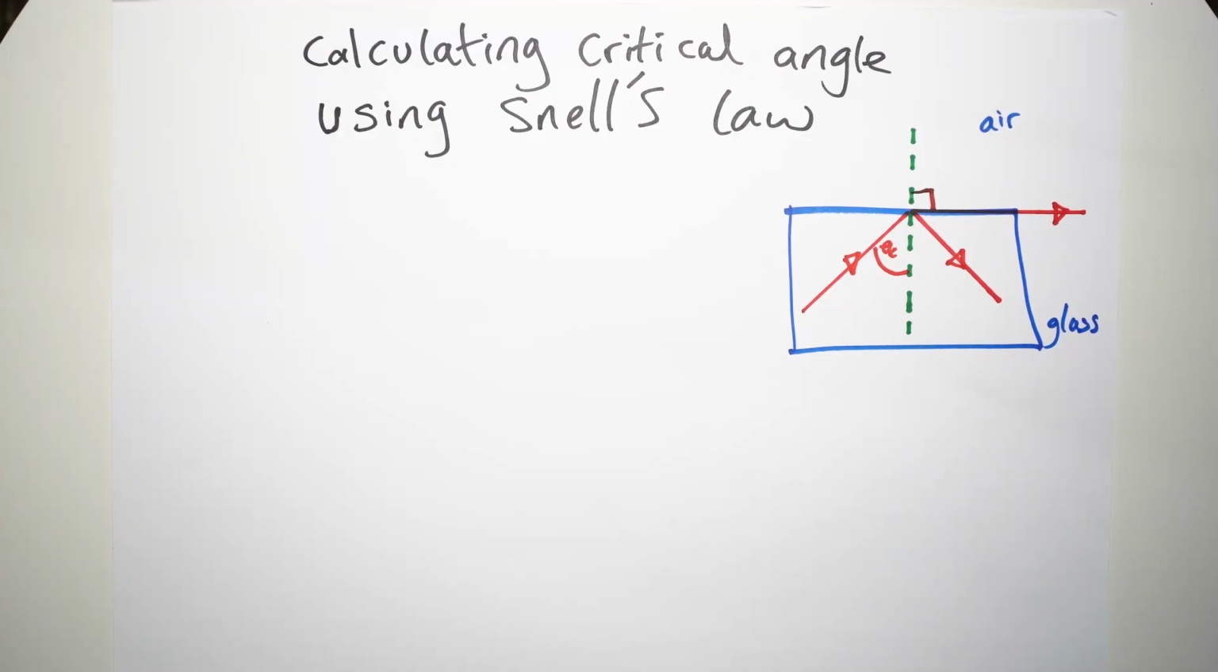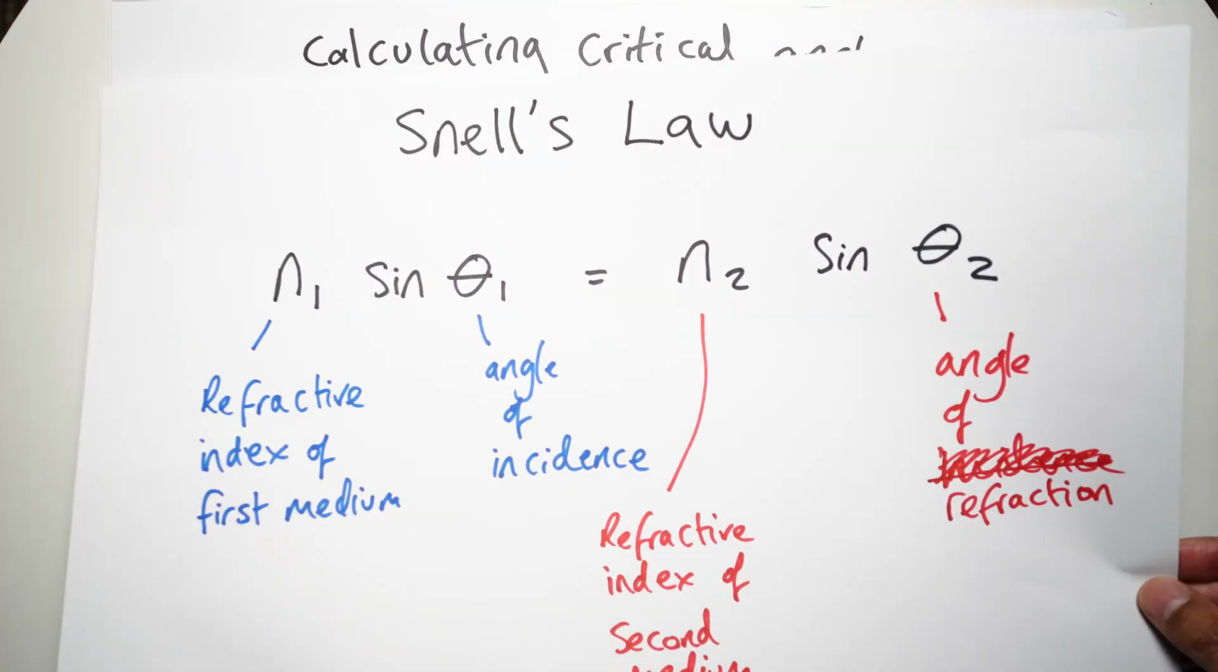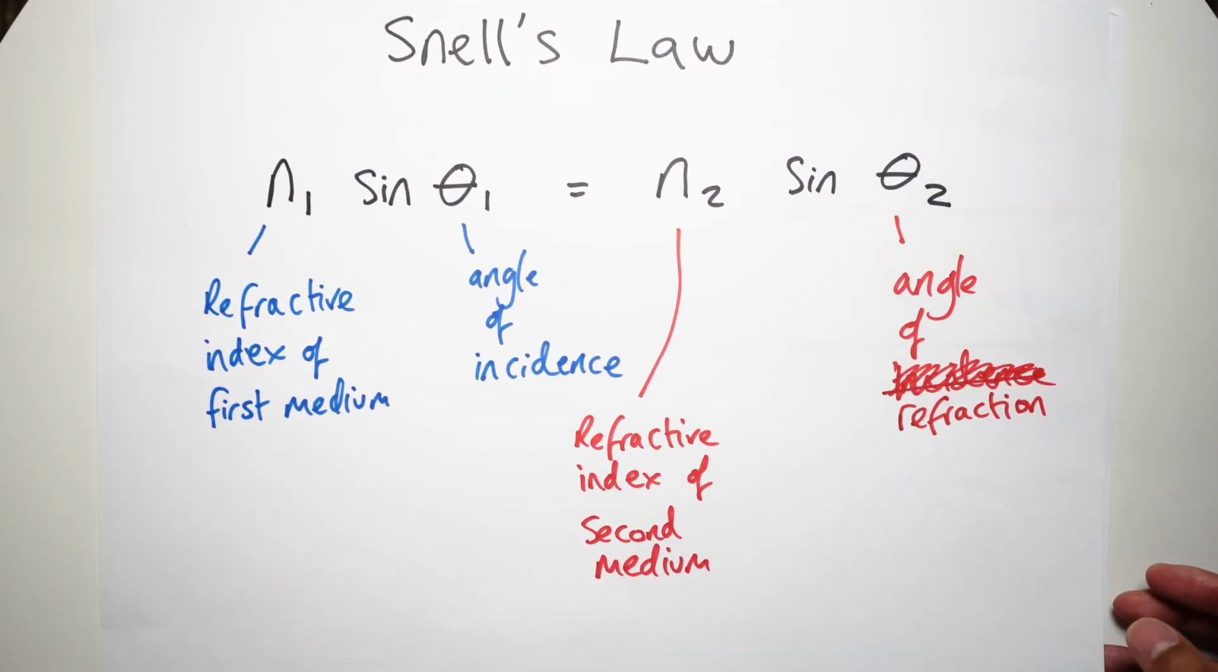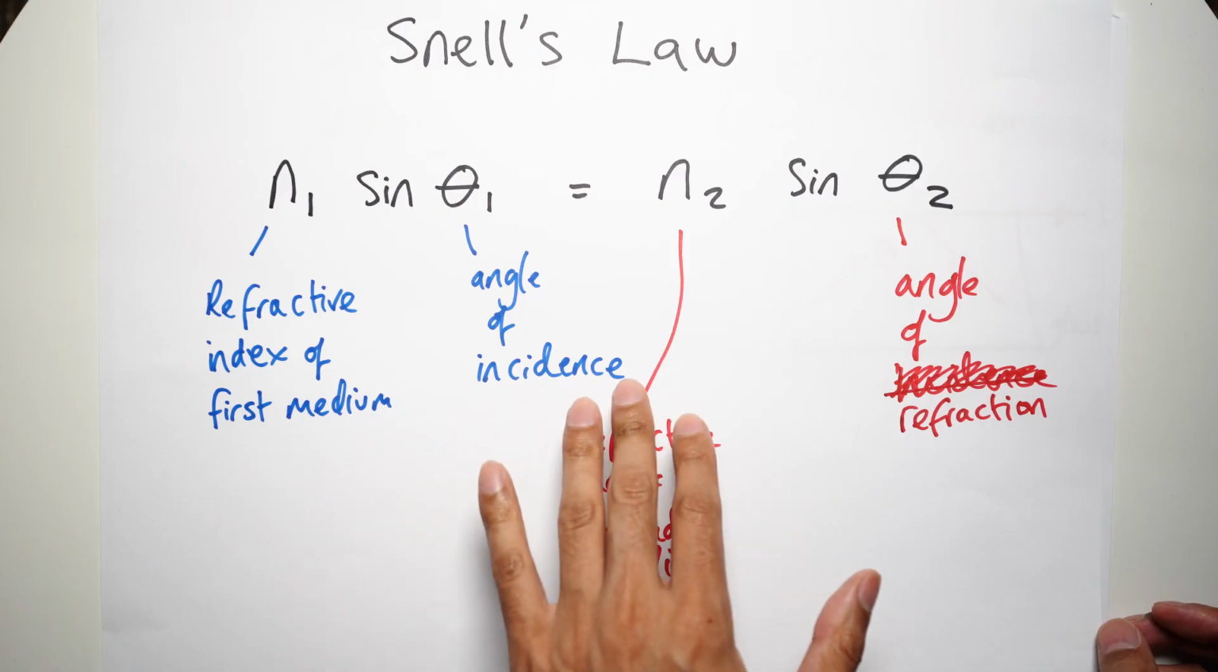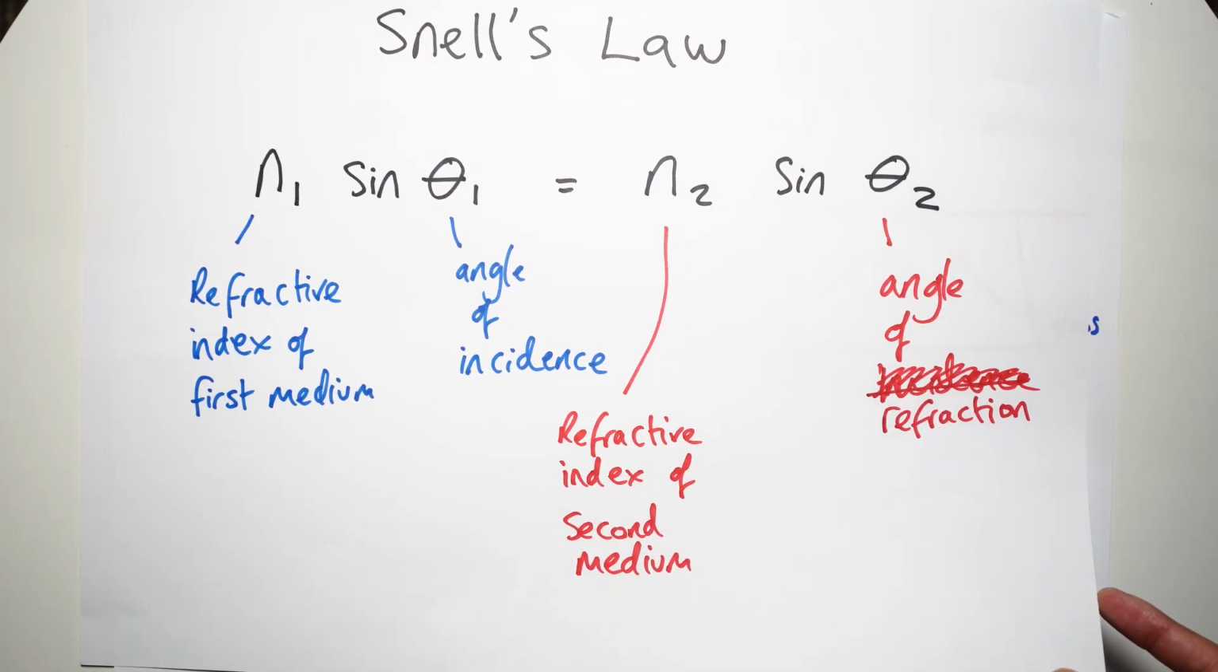Today we're going to be calculating the critical angle using Snell's law. Now, in case you haven't watched the previous video on critical angle, make sure you watch that as well as the video on Snell's law. So just to remind us, this is what Snell's law is. N1 sine theta 1 equals N2 sine theta 2.